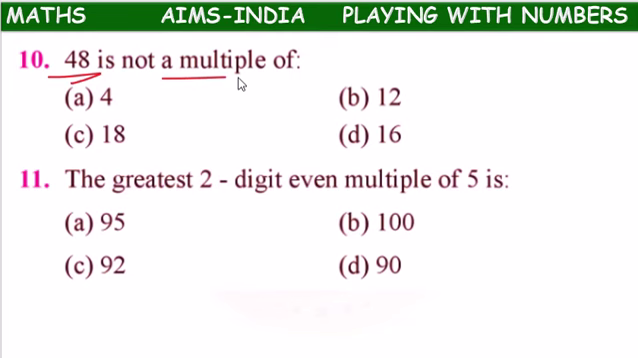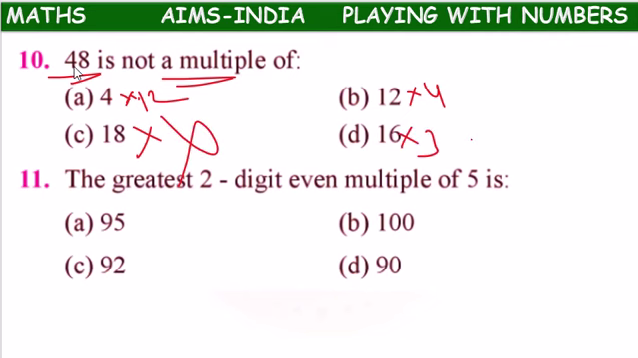Next, 48 is not a multiple of. 4 into 12, we can write 48. 12 into 4, we can write 48. In the 18 table, we cannot write 48. 16 3 times, we can write 48. So, 48 is not a multiple of 18.